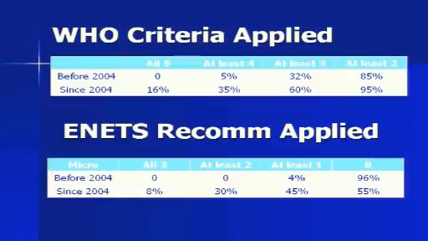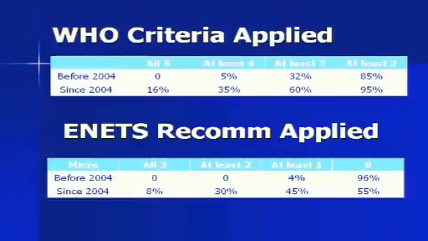Basically, in terms of the WHO criteria, we counted the patients that have all 5 criteria reported, at least 4, at least 3, and at least 2. And you can see that before 2004, the percentages were relatively small. But since 2004, the frequency with which this has been reported is much better, up to 95%, with at least 2 of these criteria reported.